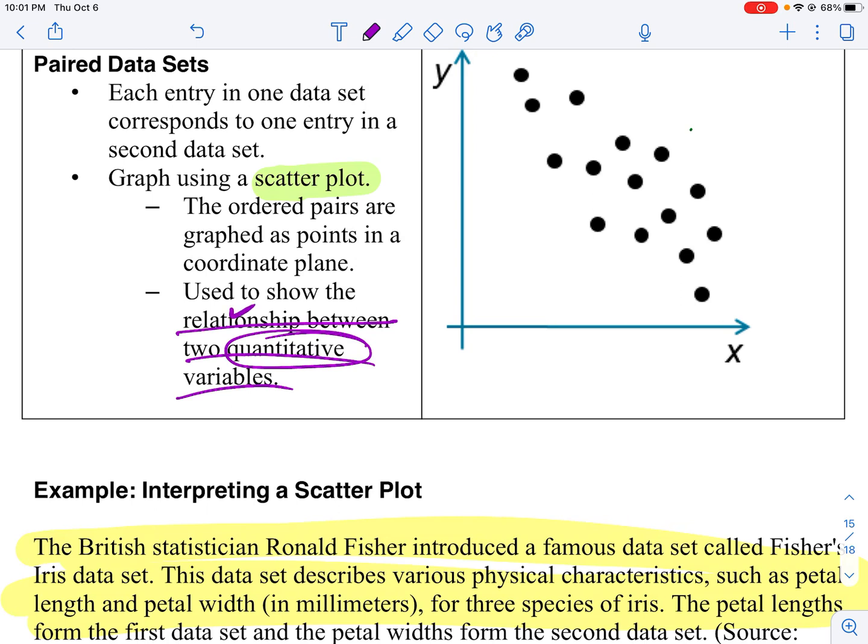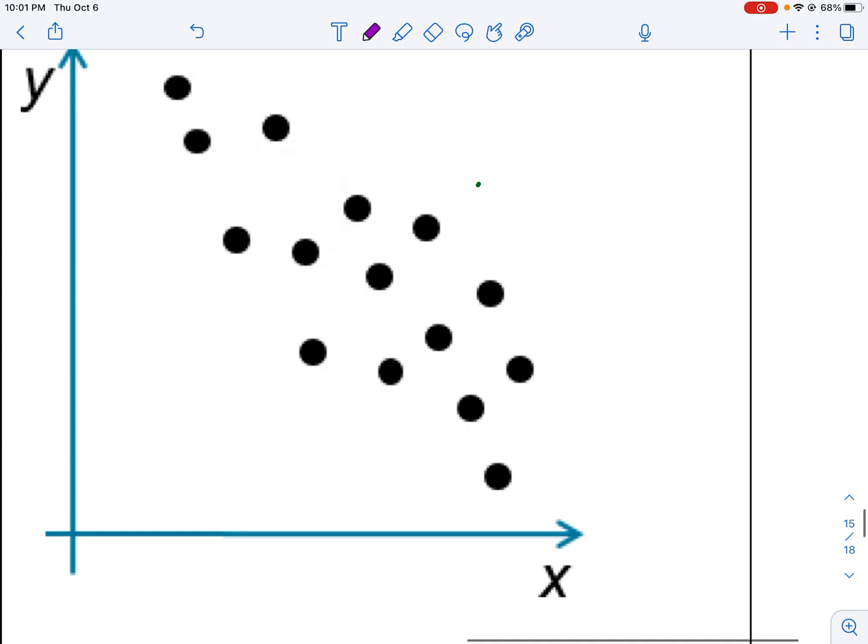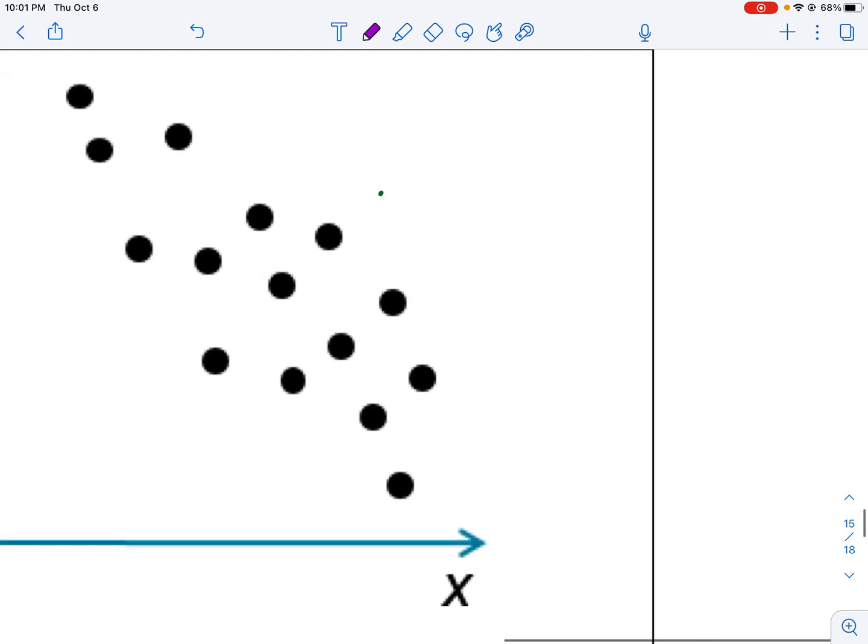Relationship. You want to show the relationship between two quantitative data. Now, this should look a bit familiar to you guys. Whenever you covered linear regression in one of your math classes, maybe in high school, you looked at a scatter plot. Now, let me go back to the concept of slope.